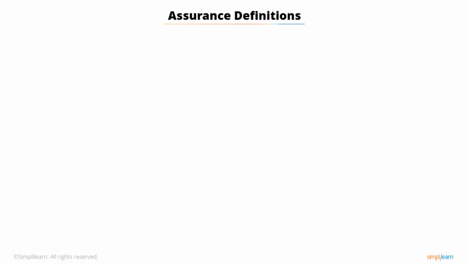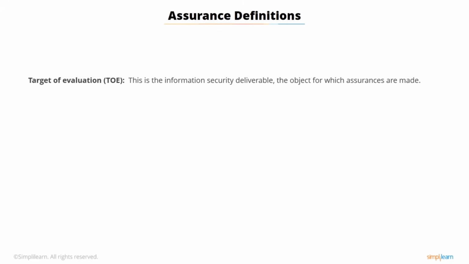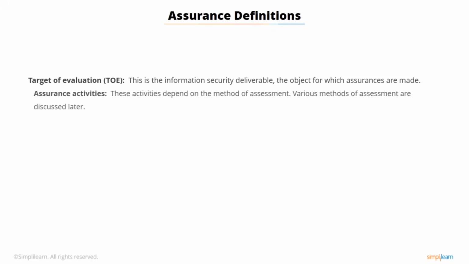Now, when doing your risk-based audit, there are some definitions you need to have in mind. Target of evaluation. This is the particular information security deliverable, the object for which assurances are made. What is it you're testing? Assurance activities are the things you use to test, the methods of testing. We'll discuss those at length later on.